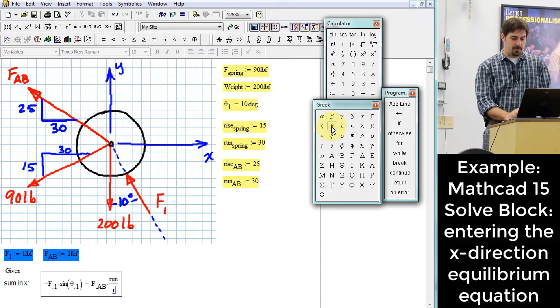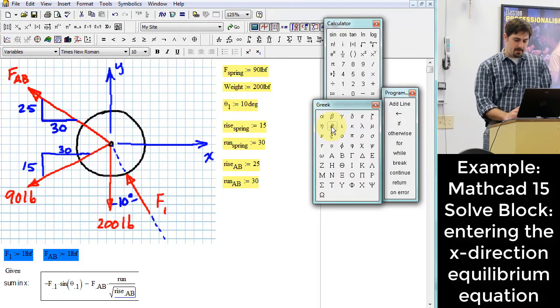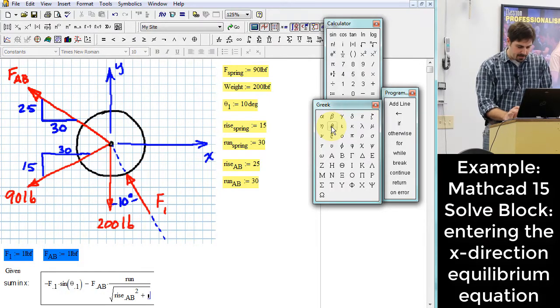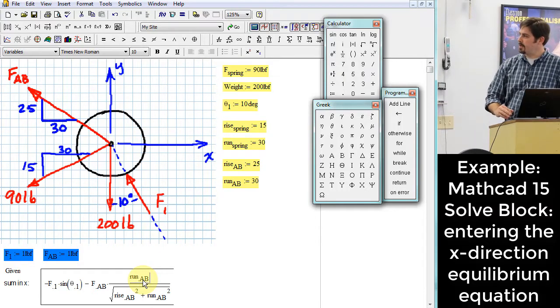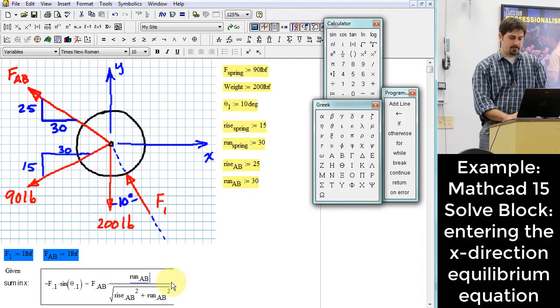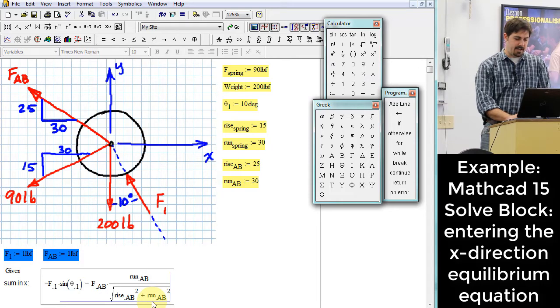Run over square root, okay, of rise, and I think I actually had, I need to change the one up there too. It's the run of AB squared plus the rise, or excuse me, rise of AB squared plus the run of AB squared. Up here I had run, but I should have named it what? Run of AB, right? Run sub AB. Okay? So that takes care of FAB. What's next?